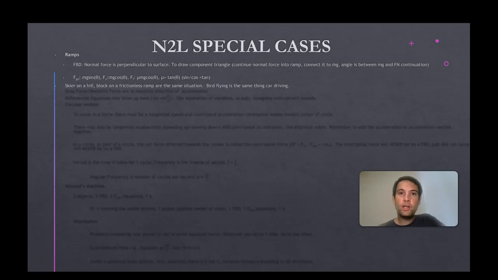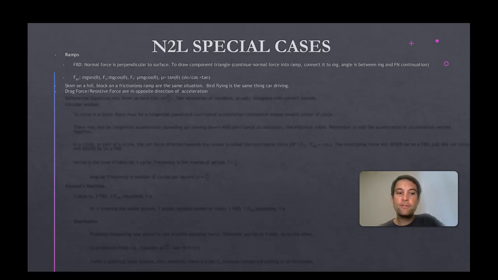Remember that different situations are going to be represented with different scenarios, and you're not going to get the same question that you saw this entire year. For instance, a skier on a hill is the same thing as a block on a frictionless ramp. So treat it the same way. Doesn't matter about what you're actually looking at. It does help to kind of see it in your head. Remember to mentally picture these scenarios because you understand physics better than you think you do. Or a bird flying could be the same thing as driving a car.